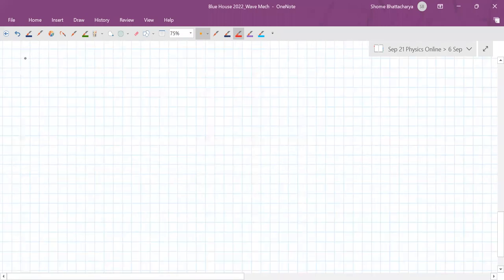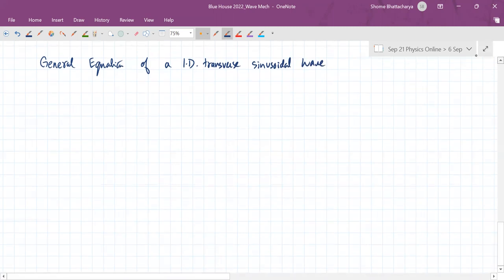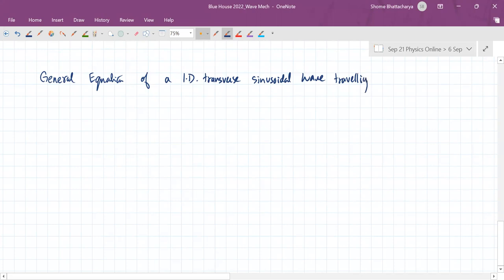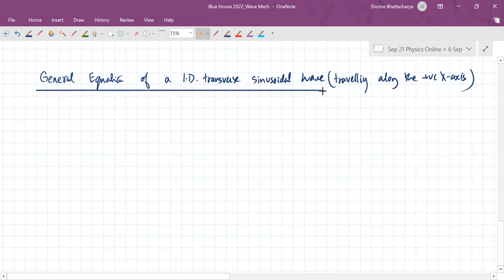Okay, so we can now say that the general equation of a one-dimensional transverse sinusoidal wave which is traveling along the positive x axis is given by an equation like this.